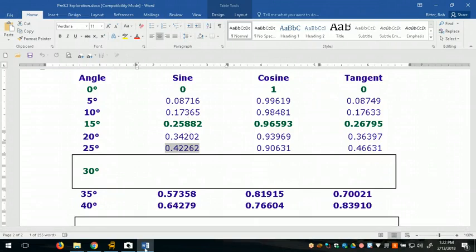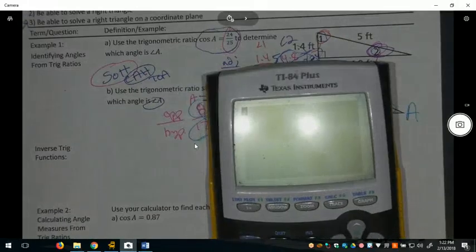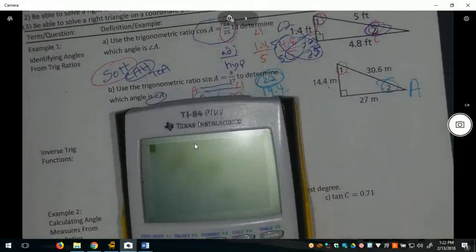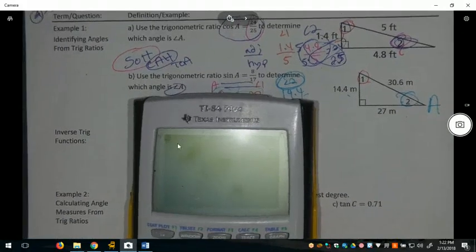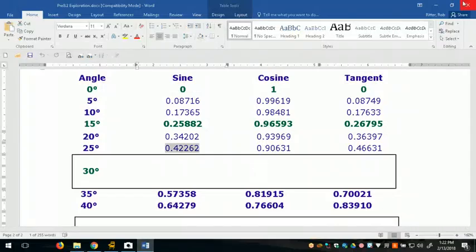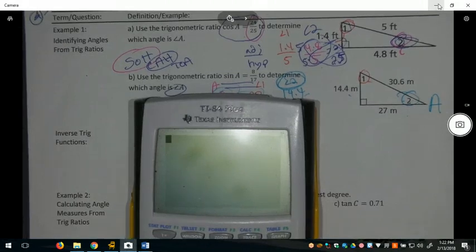So here's the thing. What we have is a function. If I put in cosine, what was that angle? Cosine of 25, or sine of 25 degrees.